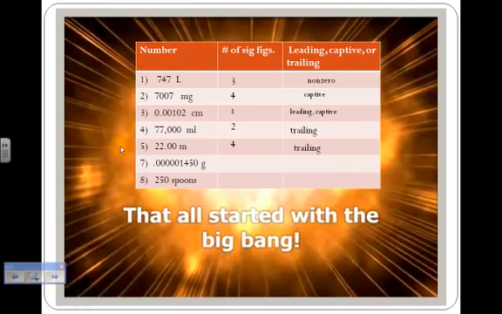Number 7, 0.00001450 has 4 significant figures. The last 4 are significant, the 1, the 4, the 5, and the 0. Why? Well, the first zeros are leading, and the last is a trailing zero. Trailing zeros count if there's a decimal, and there is. Leading zeros never count. Number 8 was tricky, and many of you probably got it wrong.